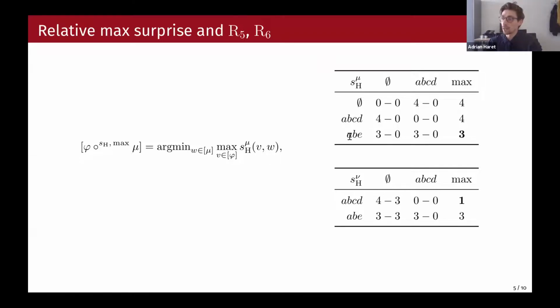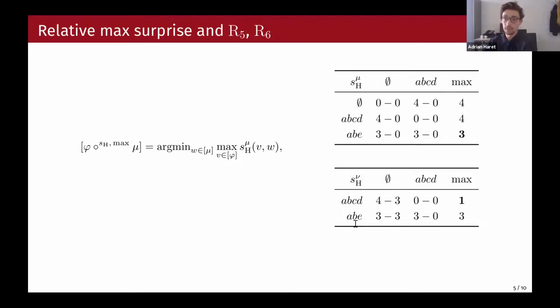So in the first one on the top, ABE turns out to be better than ABCD because the relative maximum surprise is smaller. Whereas here, all of a sudden ABCD becomes more appealing because the relative surprise in the worst case is smaller than the relative surprise in the worst case of ABE. So the order between them swaps depending on mu.